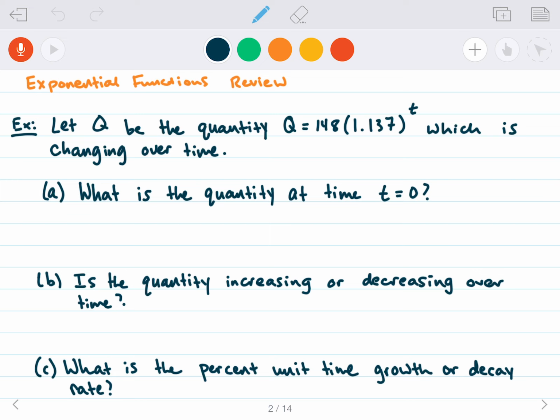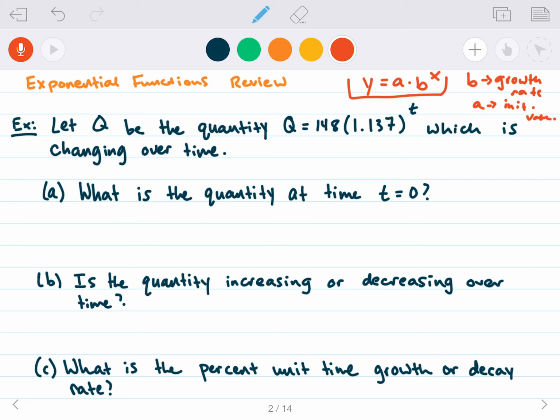Okay, first of all, I want to do a little bit of a review. So recall that with exponential functions, we had the form y equals a times b to the x, where b was the growth rate and a was our initial value. Okay, so let's answer some of these questions just to refresh our brains on exponential growth.